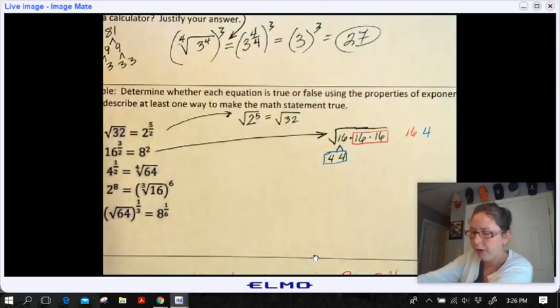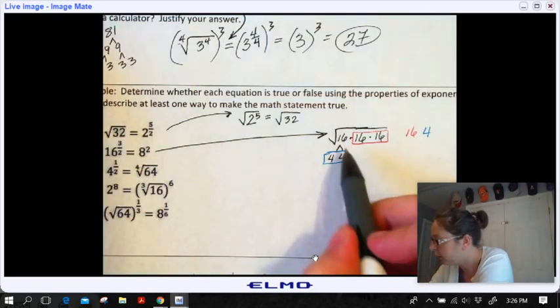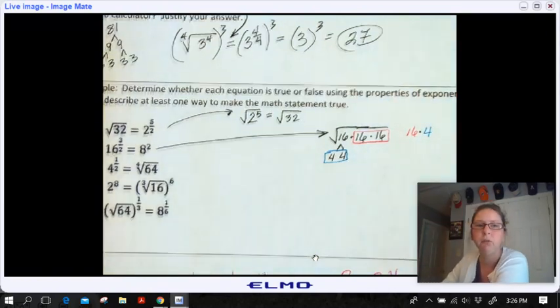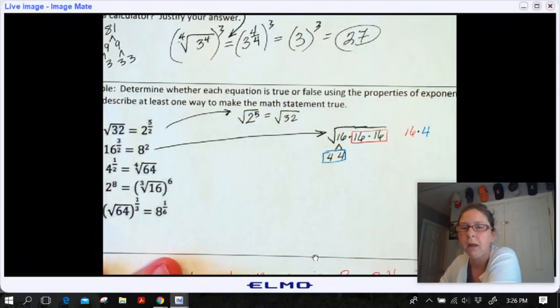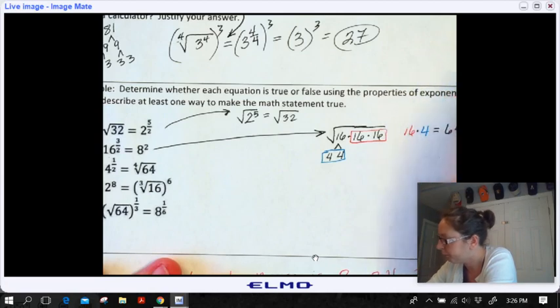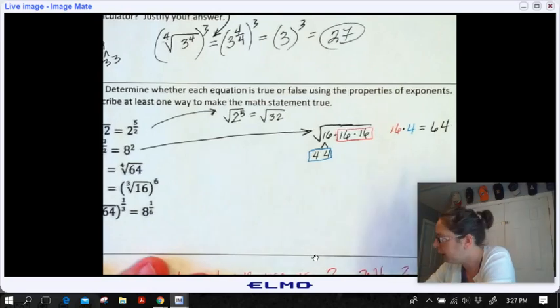When you take those out, remember, you still have to keep multiplying them together, because under here they were all being multiplied. So when you take them out, they should also be multiplied. And so 16 times 4, well, that is 64. And now they have 8 squared. What does 8 squared equal?